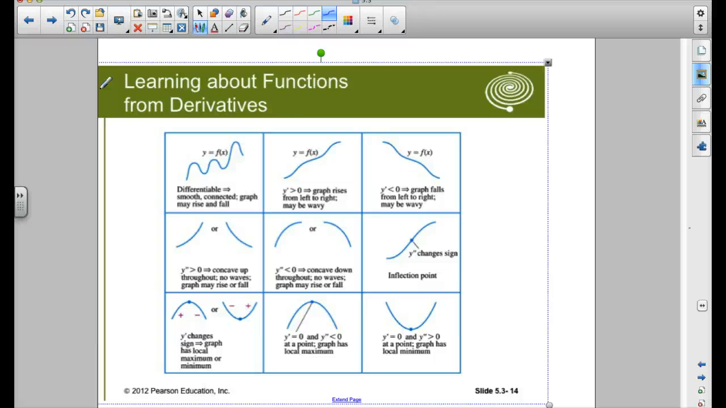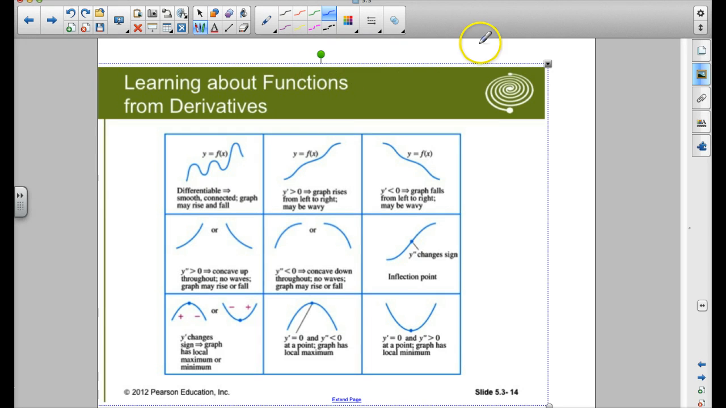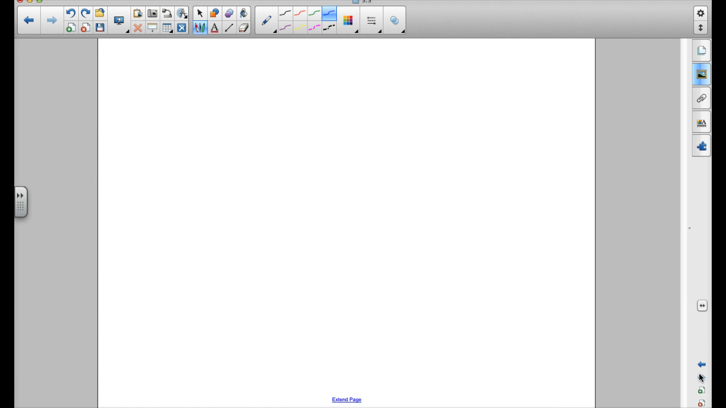We're going to practice a lot of problems from these sections to get you used to them, because there are a lot of different rules here. So that finishes off 5.1 through 5.3.